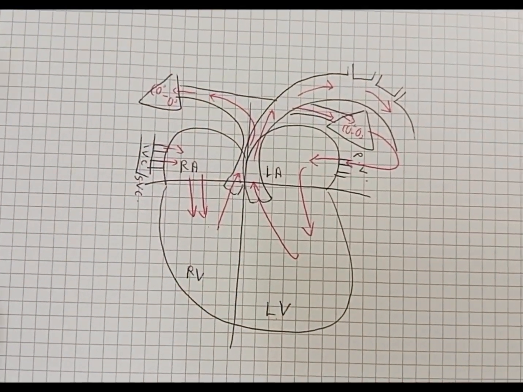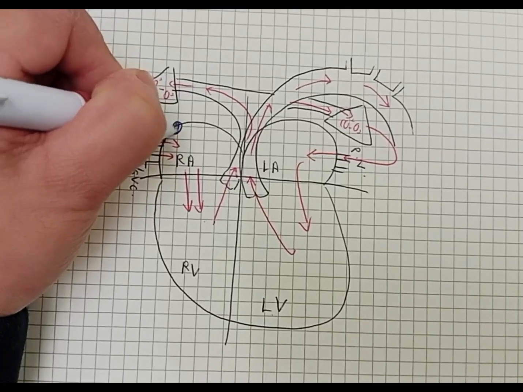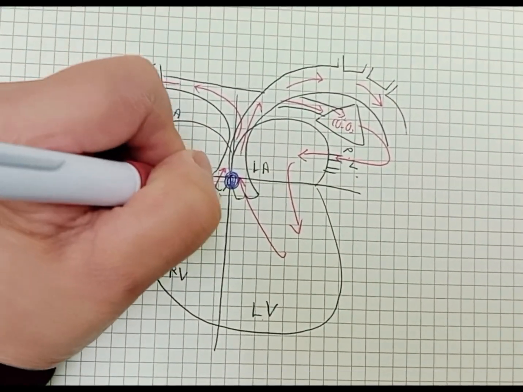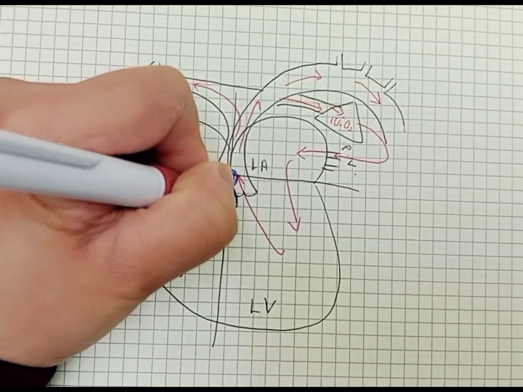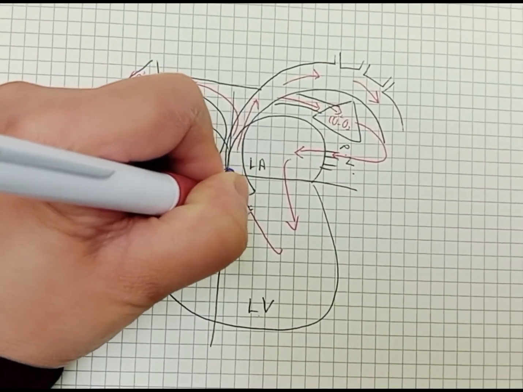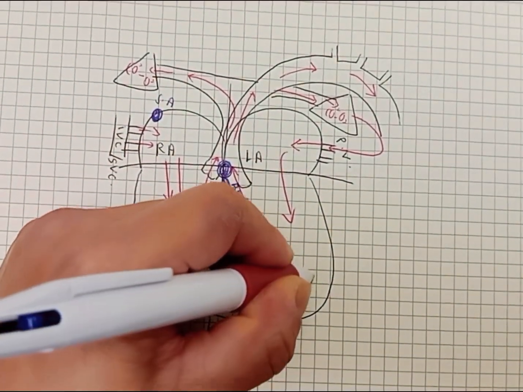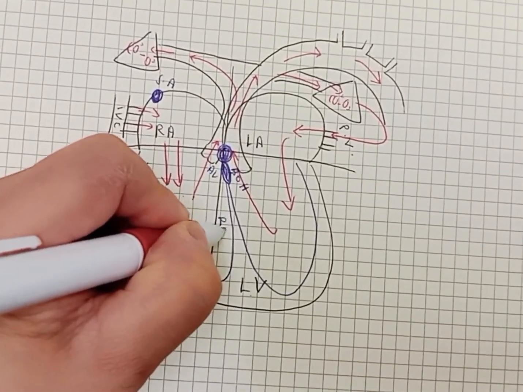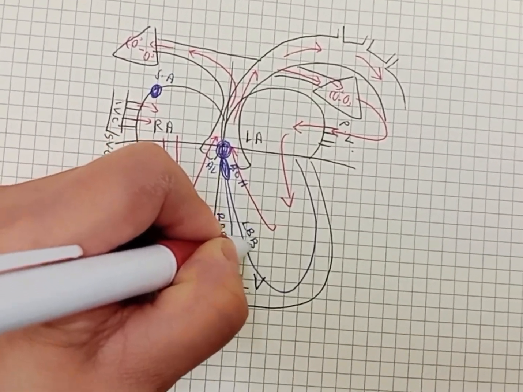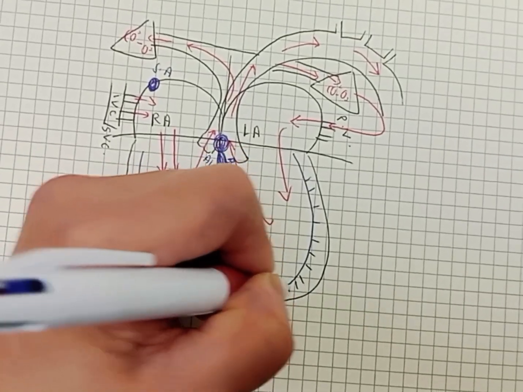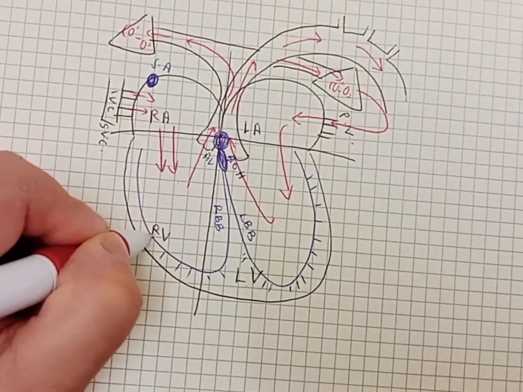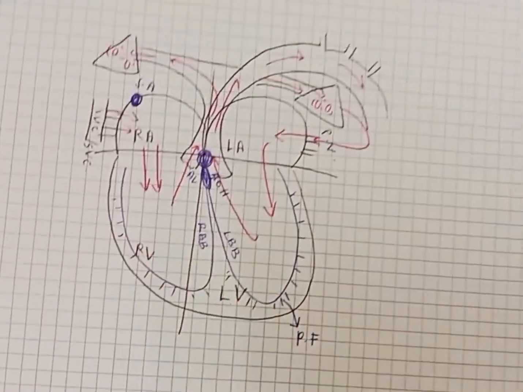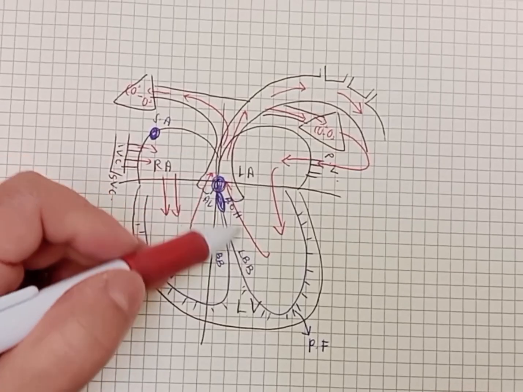Now apart from this, we have the conduction system, where we have the SA node, AV node, bundle of His, left bundle branch, right bundle branch, and Purkinje fiber. So this is our conduction system.